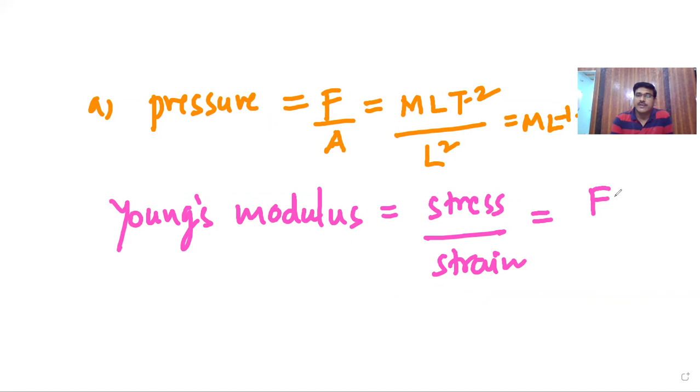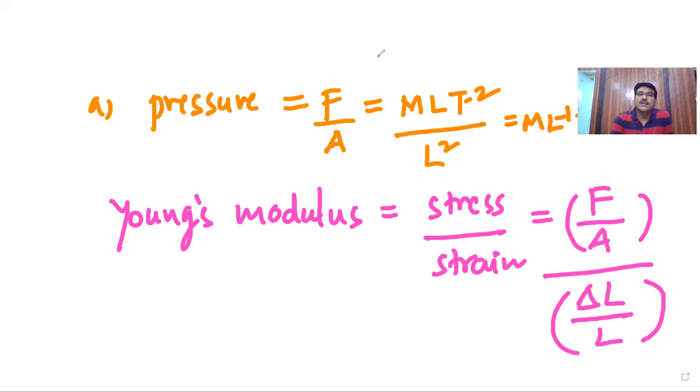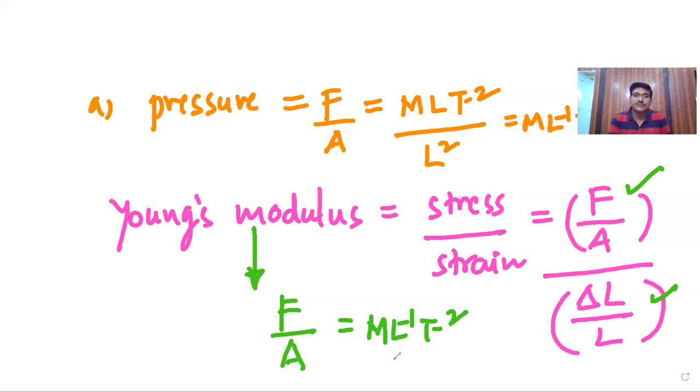What is stress? Force by area. What is strain? Change in length to the original length. Observe this. Denominator strain, that is change in length to the original length, length cancels. There is no dimension formula for it. So only you have the numerator, the dimension formula. That means the Young's modulus have force by area dimension formula. What is simplification? The same as in the previous class. M, L minus 1, T minus 2.